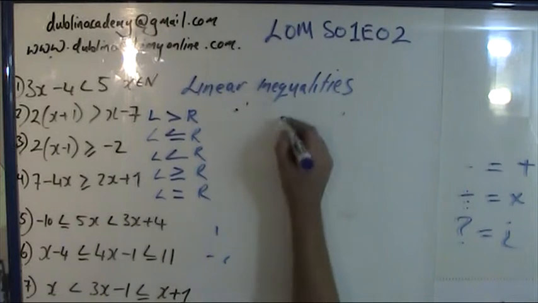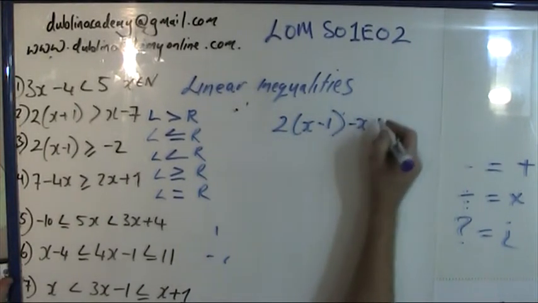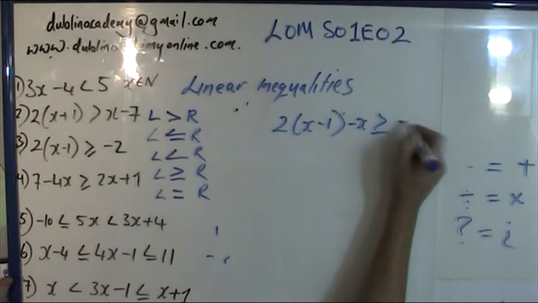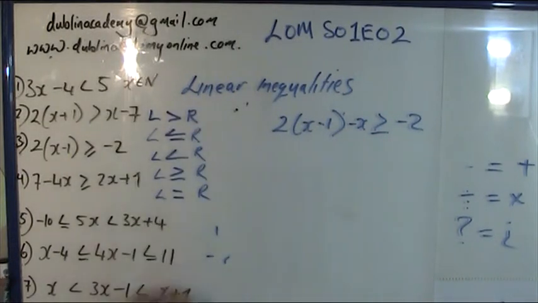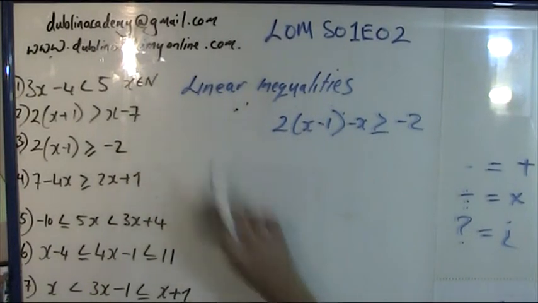So we've got 2 times x minus 1, minus x, is greater than or equal to minus 2. Don't forget, these are the questions you're going to be doing for yourselves. So you will freeze it and you will be able to take them down, I'm sure.